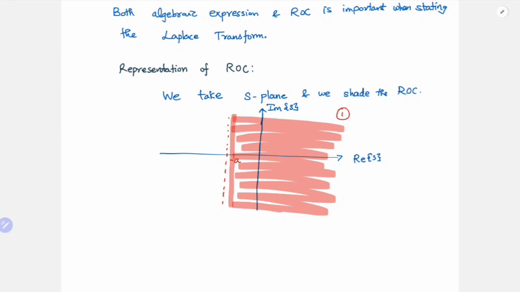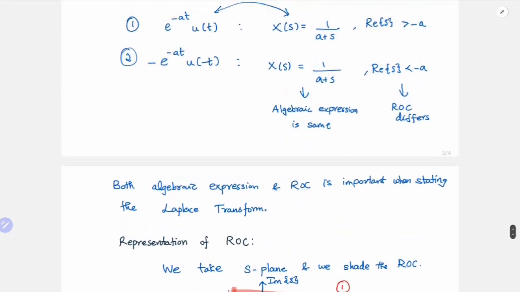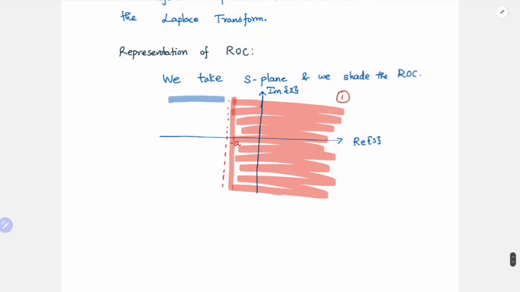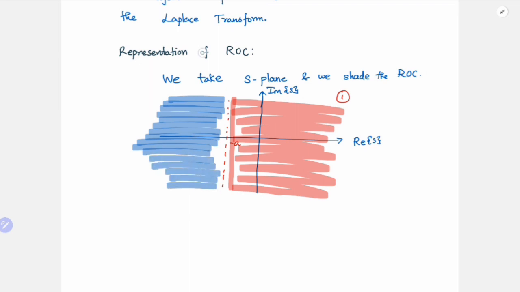Okay. So for the second, what do we have? Real of s less than minus a. So that is nothing but this side, right? So this is for the second signal.